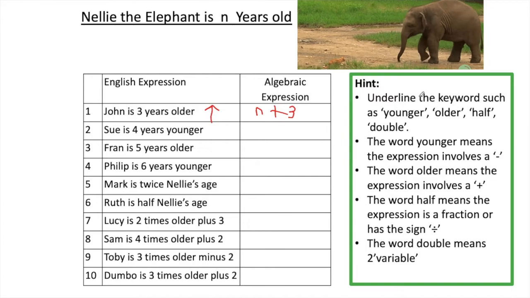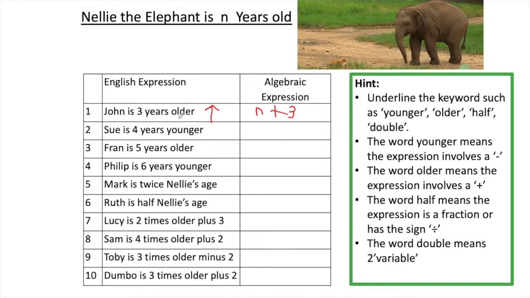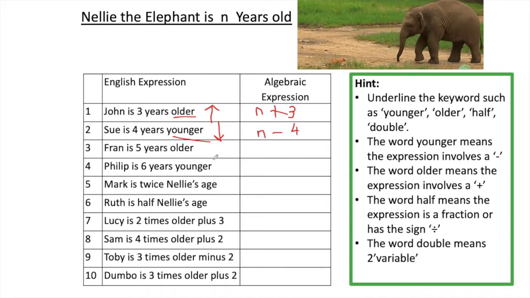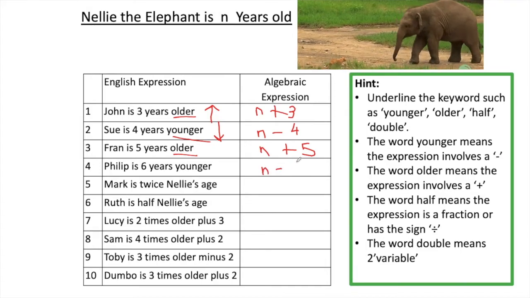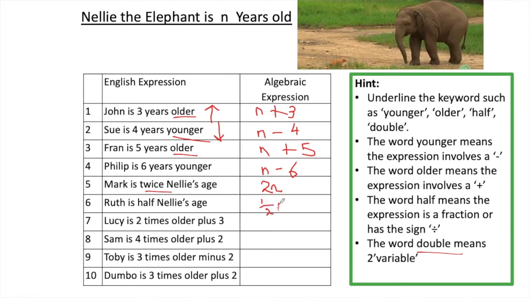And you can see here, I've said to underline the words younger, older, half, double. This one is younger. So instead of looking at older, we're going to go younger this time. So we're going to say n minus 4. This one is older, so it's n plus 5. This one's younger, n minus 6. He is twice his age, so we're going to write 2n, because this also means double, twice. Half. We're going to find half of n.